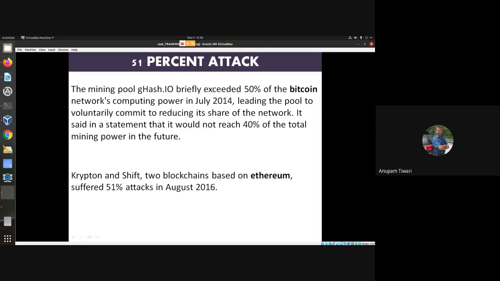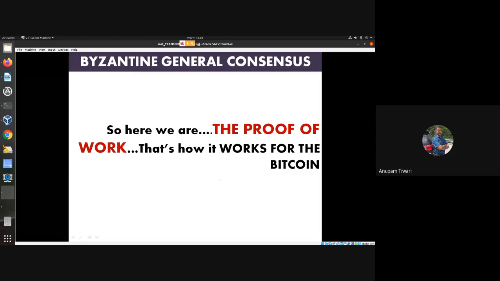So the mining pool Ghash.io briefly exceeded 50% of the Bitcoin network's computing power in July 2014, leading the pool to voluntarily commit to reducing its share of the network. They had to voluntarily come down to 40%, and they gave a statement that in the future they would take care of this. Krypton and Shift, two blockchains based on Ethereum, also saw similar 51% attacks in August 2016. So these possibilities are there.